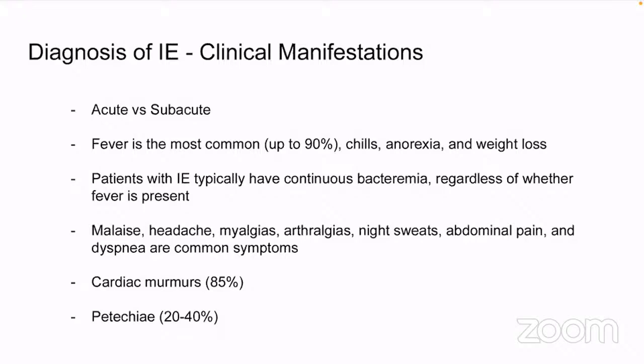Patients with infective endocarditis typically have continuous bacteremia regardless of whether fever is present. Other common symptoms like malaise, headache, myalgia, arthralgia, night sweats, abdominal pain, and dyspnea are common. Cardiac murmurs can be heard in 85% of patients. Petechiae can be present in 20 to 40% of the patients.